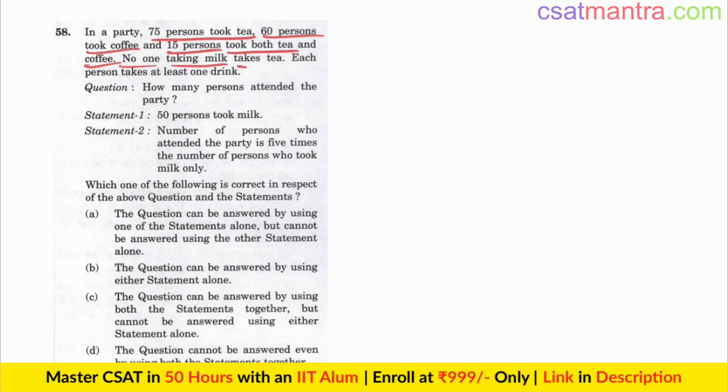In a party, 75% took tea, 60% took coffee and 15% took both tea and coffee. No one taking milk takes tea. Each person takes at least one drink. How many persons attended the party? We have to answer this question using this information and these statements.